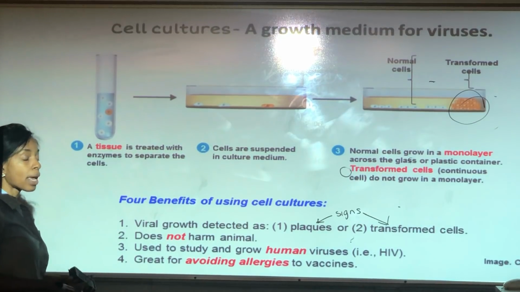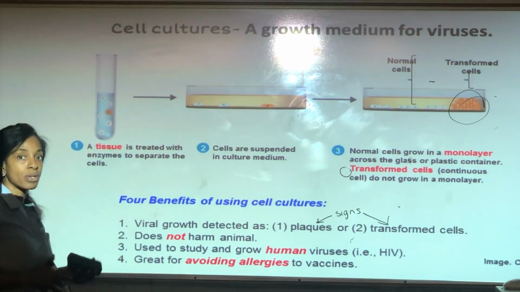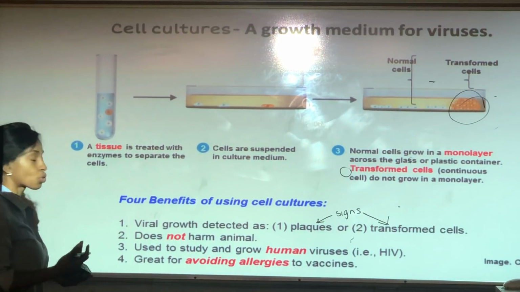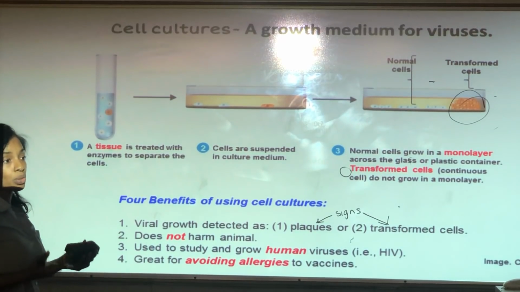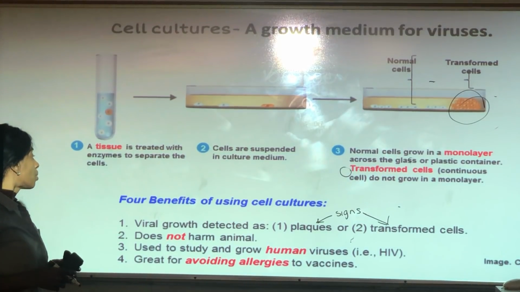In this way, when we use an embryonated egg or a live animal like a rat or a rabbit or chicken or any animal, we're harming animals. So if there are ethical concerns that we're killing organisms in our studies, in this case using cell cultures, we avoid that.